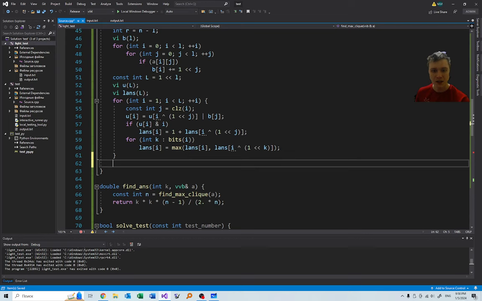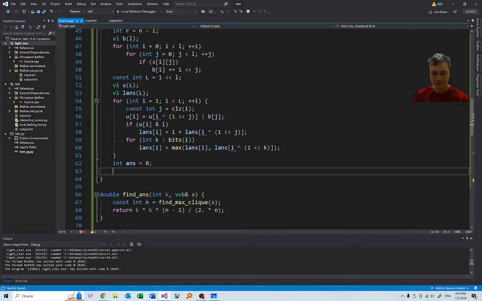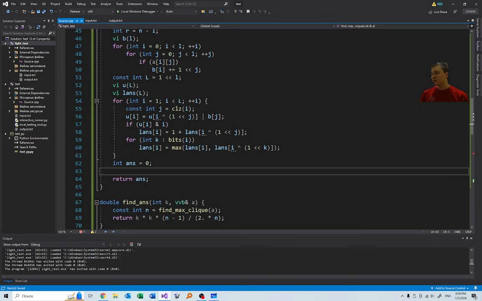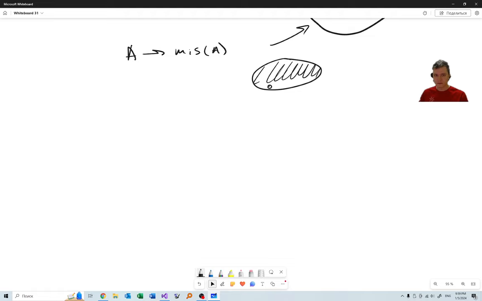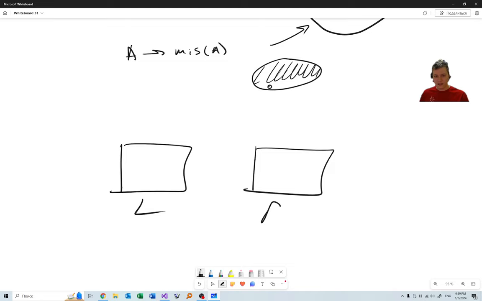So, okay, I found all left answers. Then I need to iterate over all possible what? I have the left half. Now I do the following. I take a set, check that it is independent. Find the set of vertices which are not connected with it and find the maximum independent set there. So I need the same procedure here.